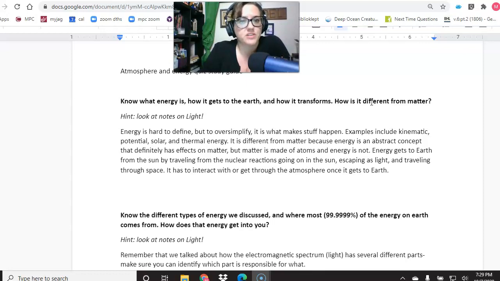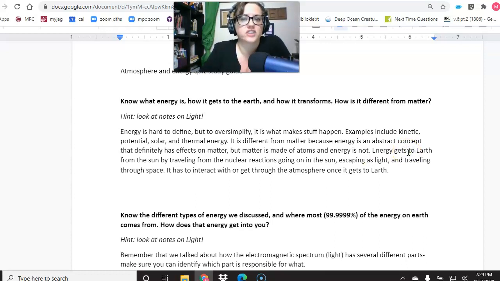But we do have examples of energy, such as radiant energy or light energy, the electromagnetic spectrum. We have potential and kinetic energy. That's a physics term because I was helping someone with physics. Kinetic and potential energy, solar energy, thermal energy. There's many more, but those are some good examples.